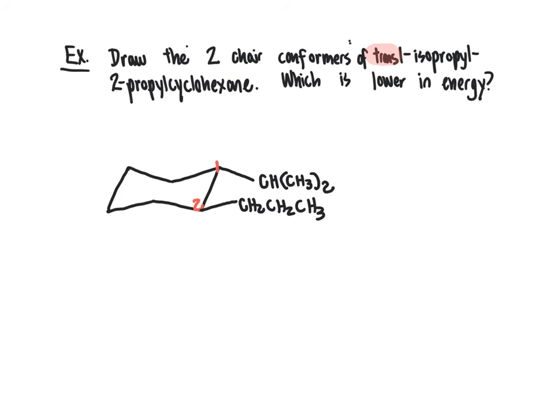We can recognize it as trans because at carbon number 1, the branch is oriented downward relative to that carbon. At carbon number 2, the branch that we're going to is oriented upward. Both of these groups would be described as equatorial, and certainly they are trans to one another.